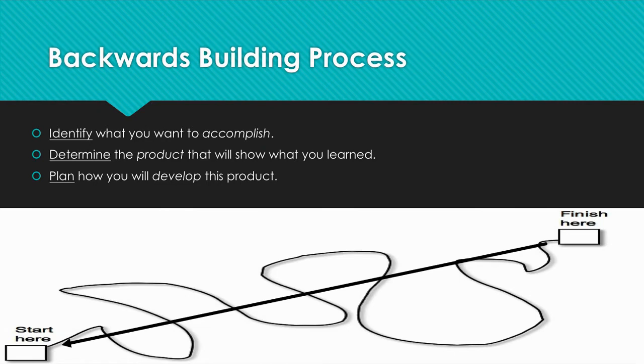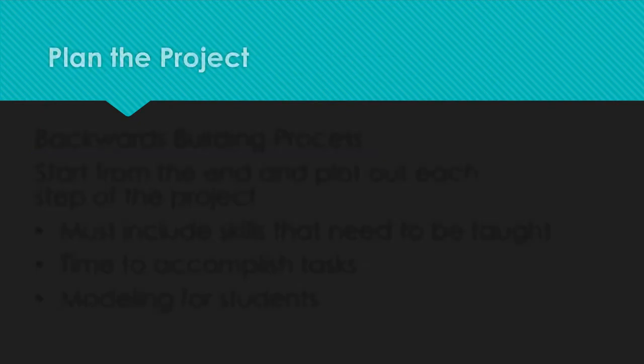So the way the backwards building process works is, first you identify what you want them to accomplish. That is a tie-in with the first step of what I just talked about with project-based learning when you're designing. The second step is to determine the product that will show what you learned. And then finally is planning how you would develop this product. So it's the first 3 steps that I just talked about, this is the backwards building process. So let me show you what this looks like, however.